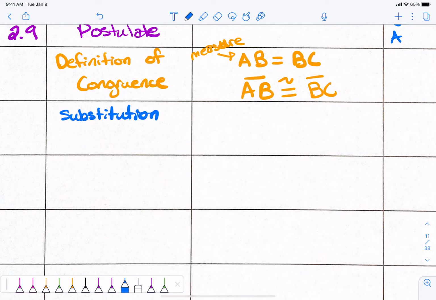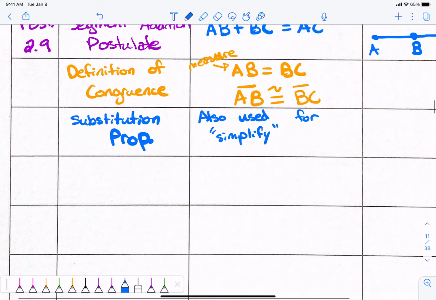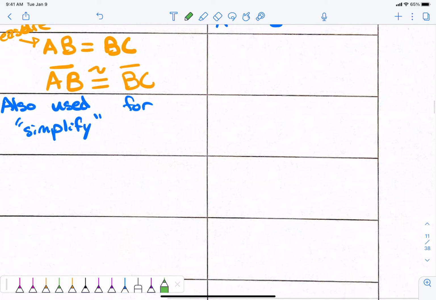Substitution property. Now, we know what substitution is. We've used it already. But it is also used for simplify. Okay, it's also used for simplify. Let me show you what I mean by that. I'm going to write a mini proof over here.